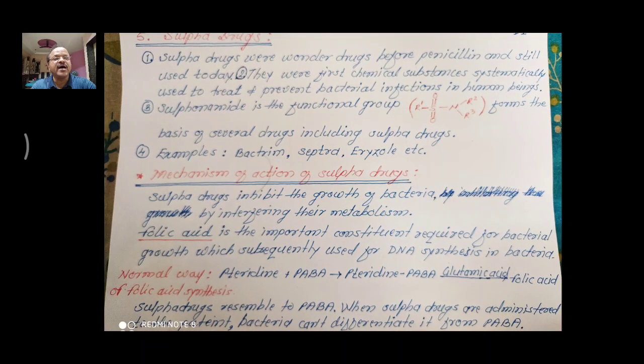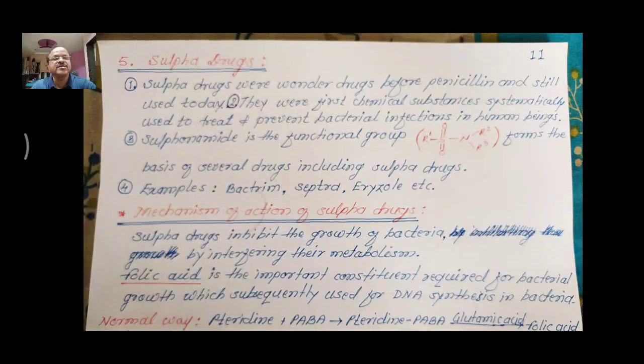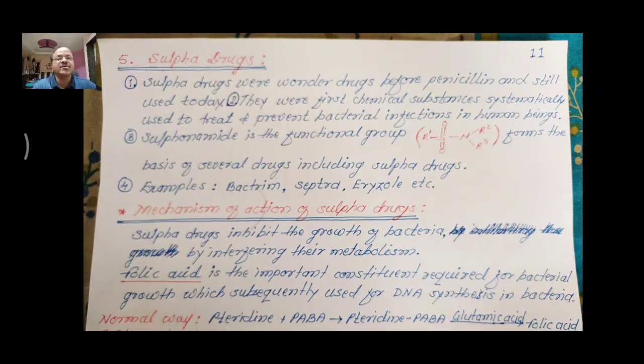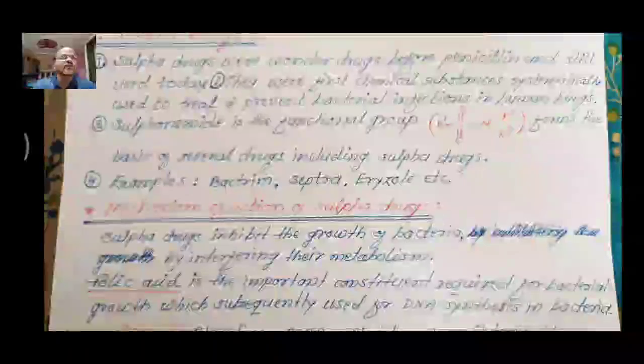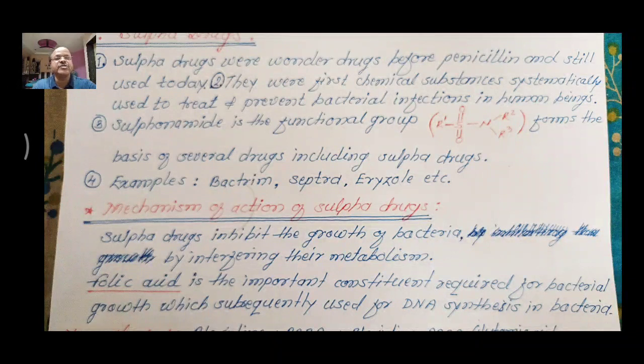Now let's see the last point from this topic, and that is nothing but the sulfa drugs. So the name itself indicates the presence of sulfur in these drugs. So sulfa drugs were wonder drugs before penicillin and still used today. Secondly, they were the first chemical substances systematically used to treat and prevent bacterial infections in human beings.